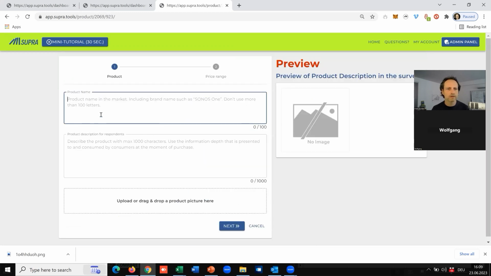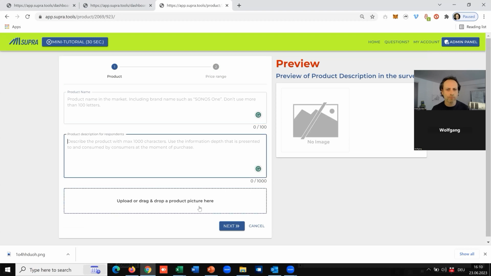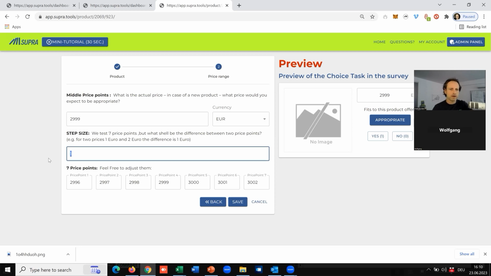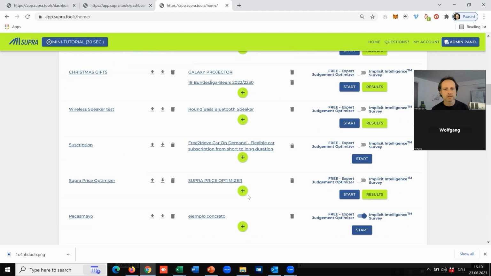You basically add the name, a product description, and you upload a picture, and then you set the middle price. For instance, that, and you add the price steps. That's basically all the price points you're going to test. That's it. That's how you set up.